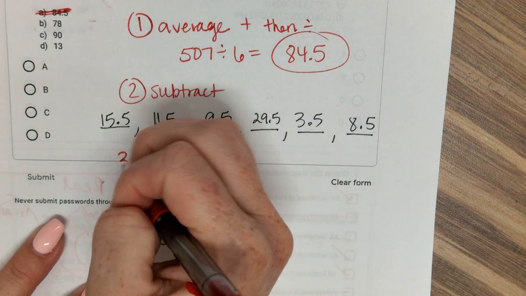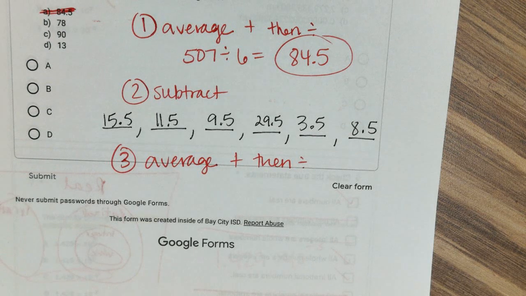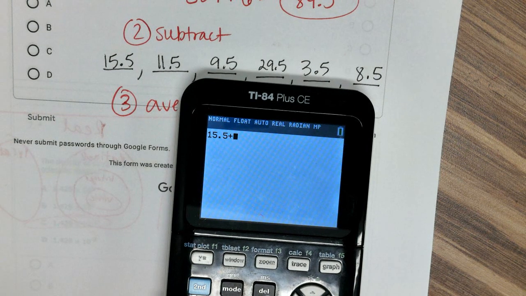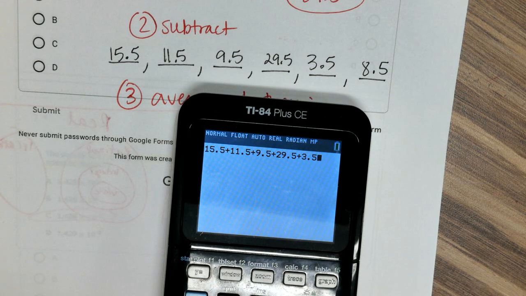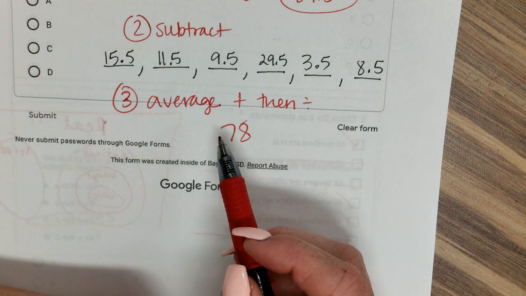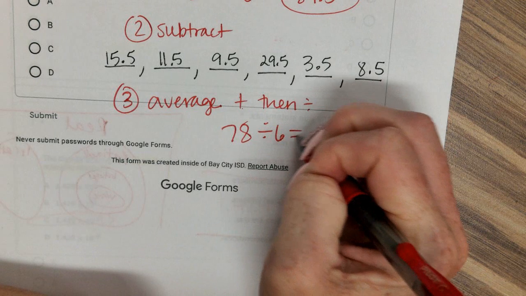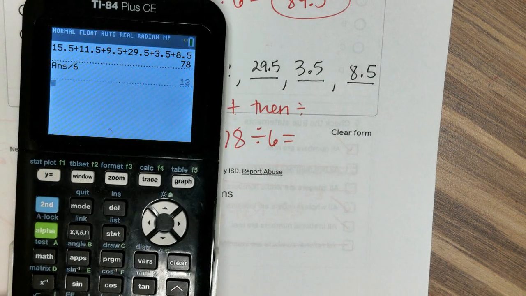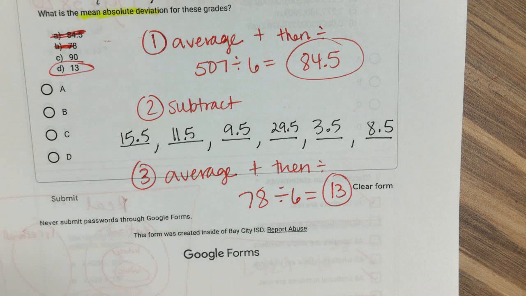What is step 3? Average your new list. So add, then divide. So here we go. 15.5 plus 11.5 plus 9.5 plus 29.5 plus 3.5 plus 8.5. 78. Everybody stop and look. Is that an answer choice? Do I pick it? No, I still have, it's add then divide. I still have to divide by 6 because there's 6 numbers, which is 13. Did they try to trick you by putting the answers along the way? They want to know that you know there's 3 steps, not just 1 or 2 steps.